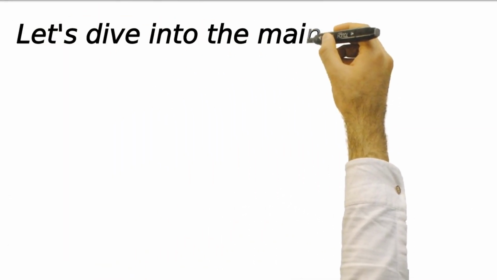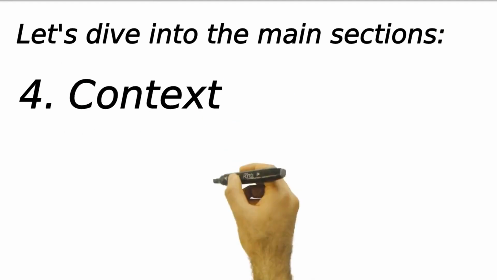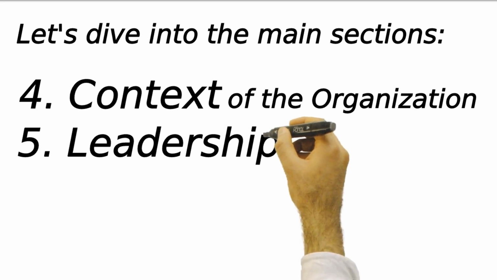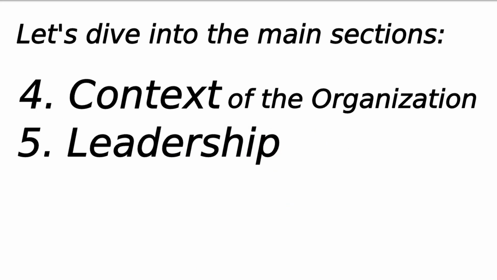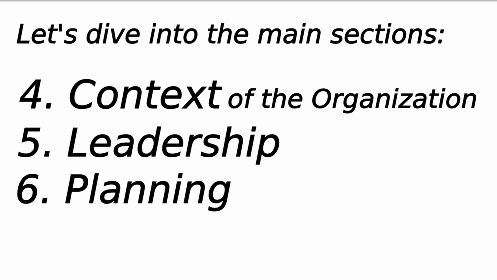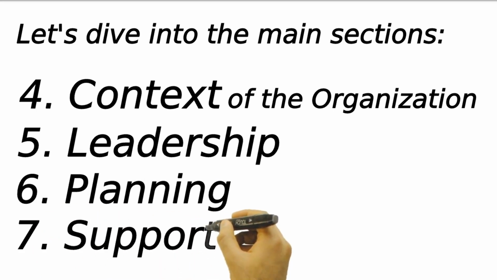Now, let's dive into the main sections. Context of the organization. It's like setting the stage, understanding your business, your industry, and the specific health and safety aspects. Leadership. The big bosses set the vision and direction for a safe workplace. Planning. This is where you create a roadmap to achieve your health and safety goals. Support. Resources and support systems are like the pillars holding up your safety structure.